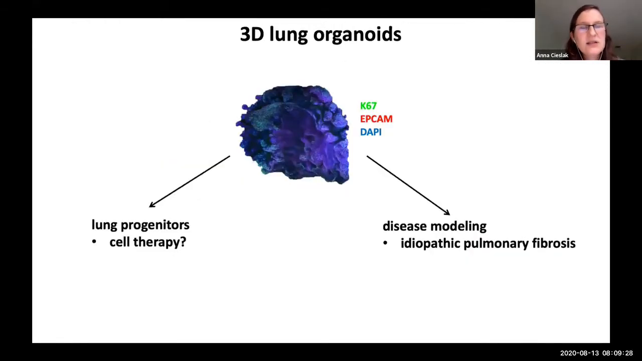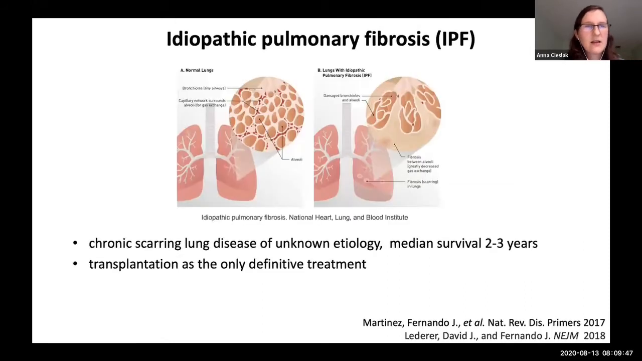So in this context, if we developed a nice model of human lung development, we wanted to go further and apply this system for respiratory disease modeling. In this case, idiopathic pulmonary fibrosis, IPF. So what is this disease exactly?